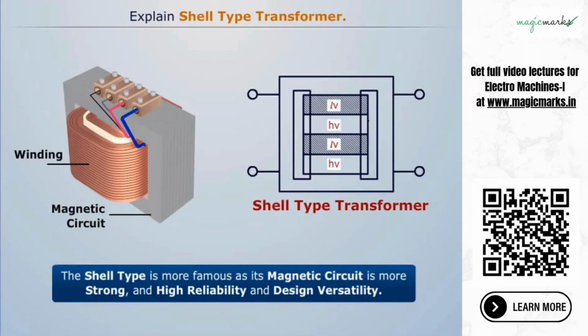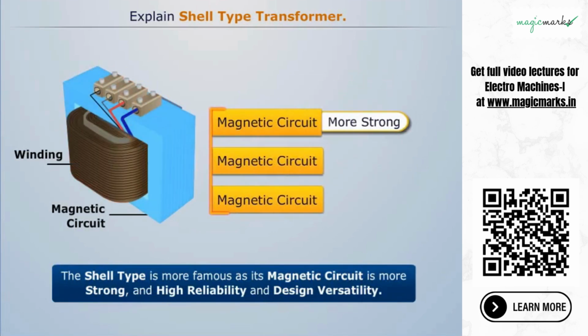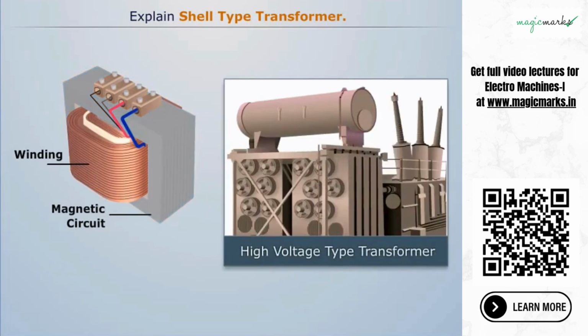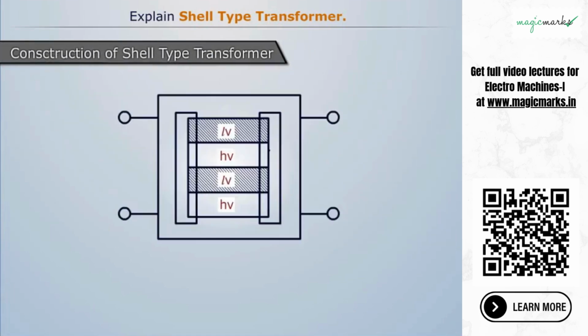The shell type is more famous as its magnetic circuit is stronger, and it offers high reliability and design versatility. Mainly, they are used in high voltage transformers. Now here we'll discuss the shell type construction of a transformer.